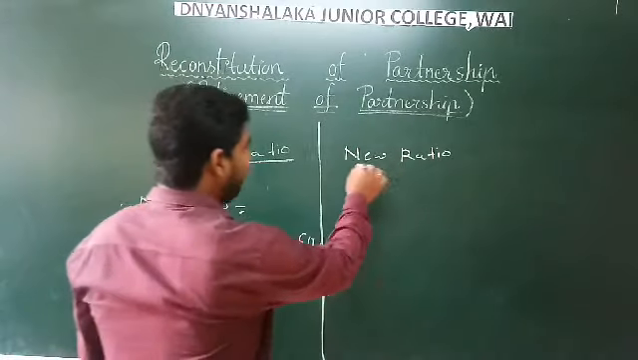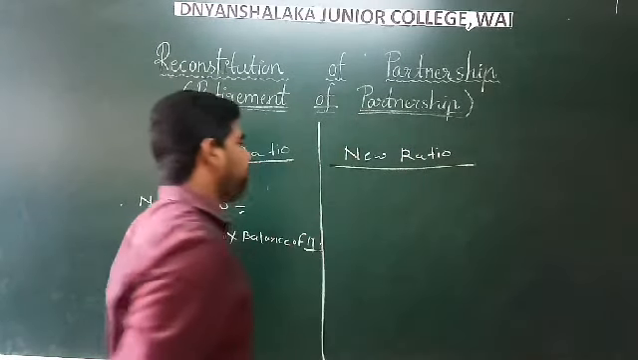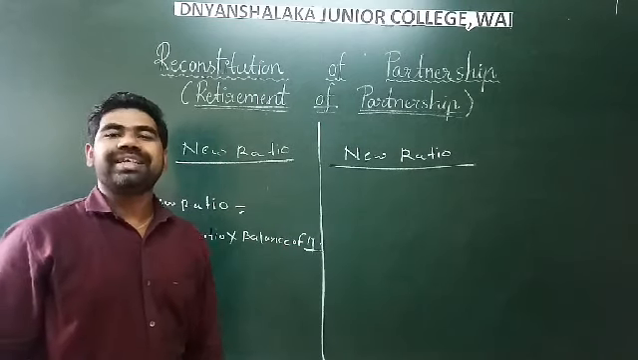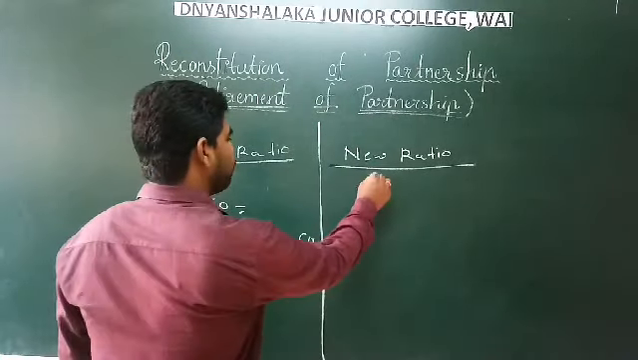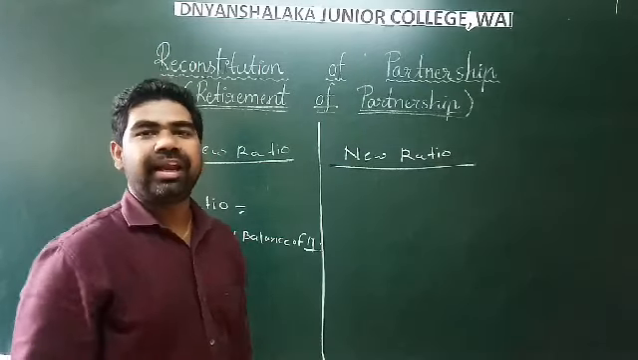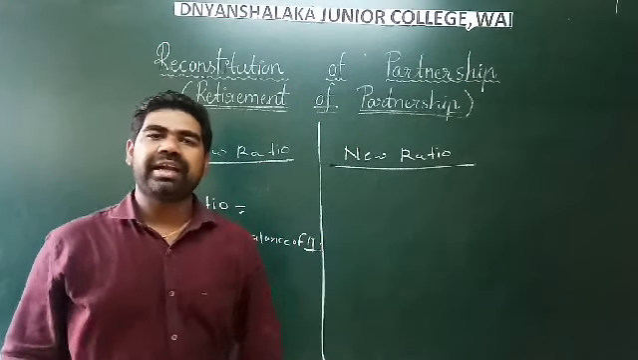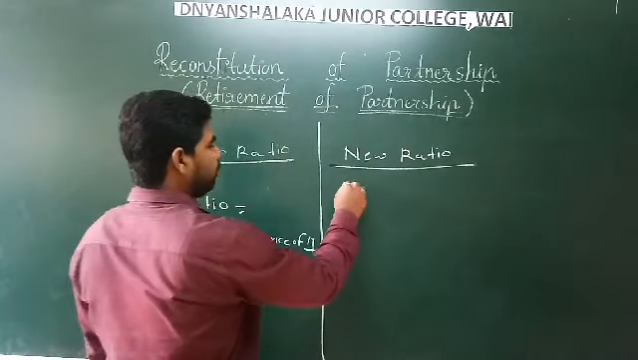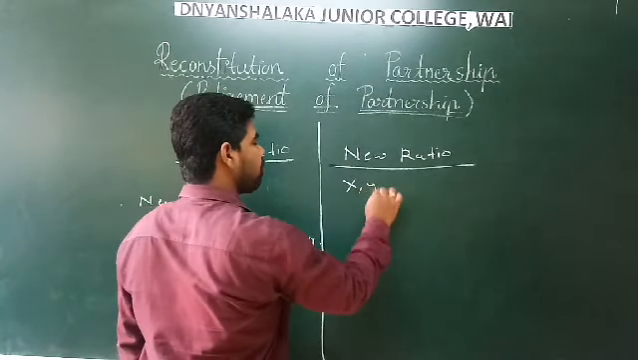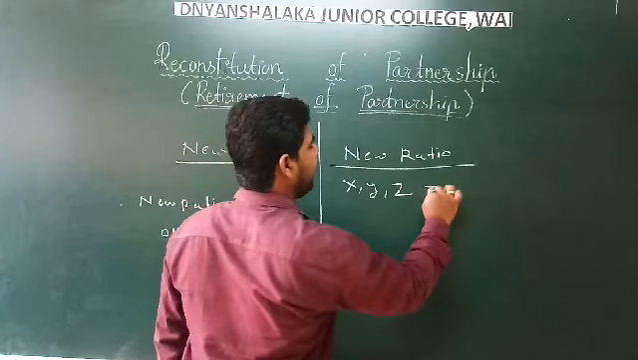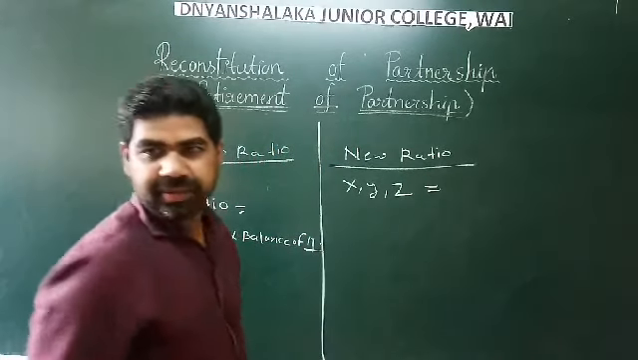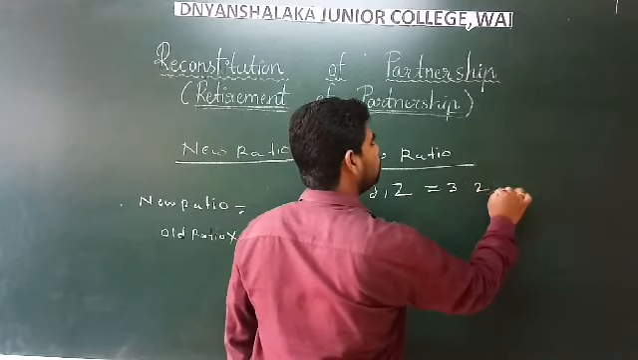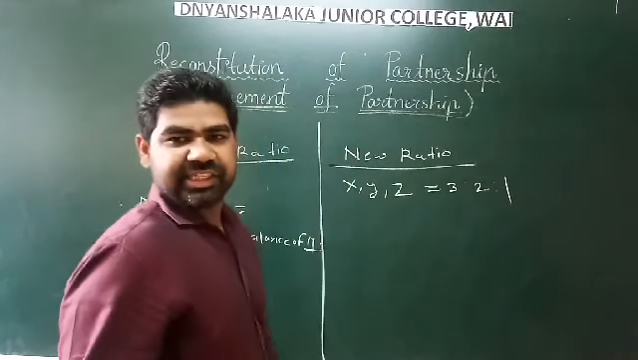So now, similarly, in the topic of retirement also, we have to calculate the new ratio, but the technique of calculation of the new ratio in the topic of retirement is totally different, and you can easily calculate the new ratio in this topic of retirement. Now, suppose what is the situation? X, Y and Z, three partners are there. Okay, and what is the profit sharing ratio? 3:2:1.